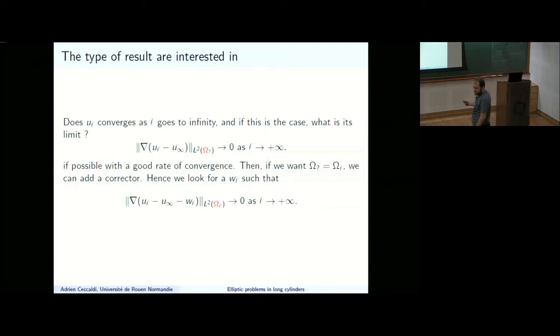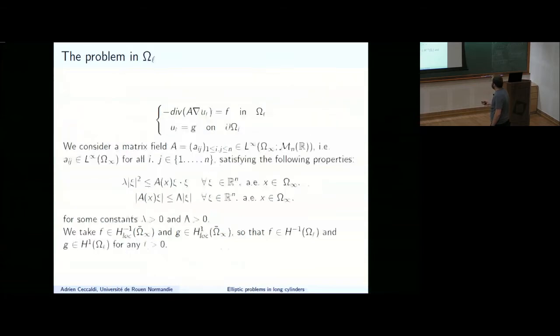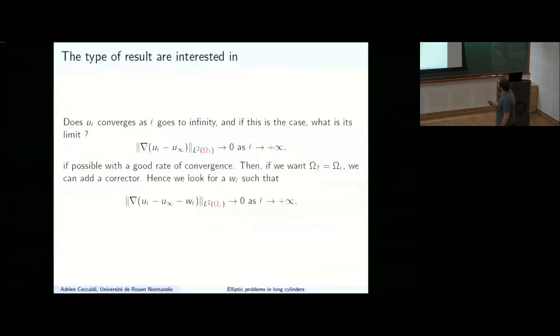U_L, where L is here to define the cylinders. And so what we want to have is that kind of convergence of the gradient of U_L to the gradient of U infinity as L goes to infinity, with a good rate of convergence if we can. And then we can imagine that we won't have the convergence on all the cylinder. So we want to correct it to get a convergence on all omega L with a corrector.